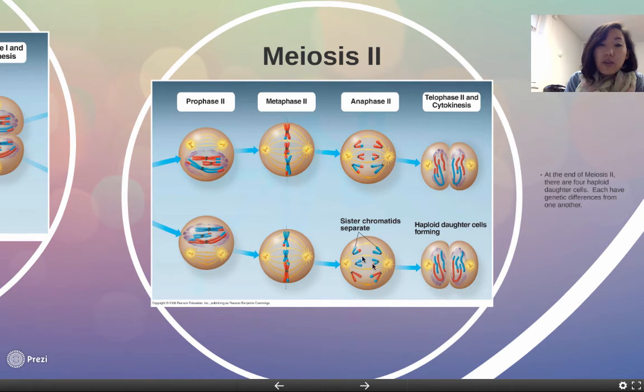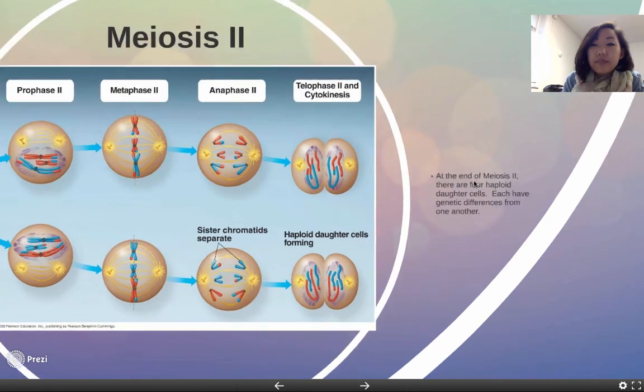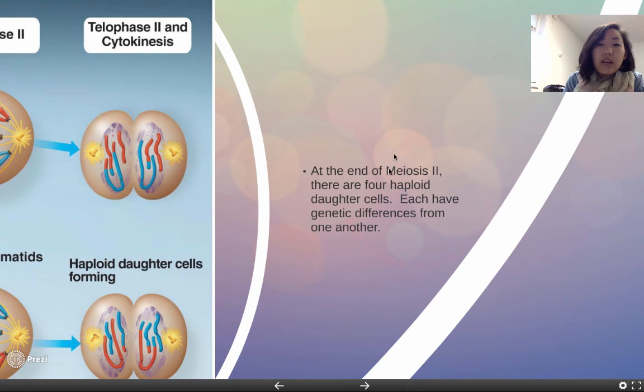So you see the sister chromatids are going to be pulled apart, and you end up with four daughter cells. So four daughter cells from the two parent cells. Now these two parent cells, remember, were haploid, and now these 4 daughter cells are still haploid. They don't have duplicated DNA anymore, but they're still haploid. This is just to emphasize.